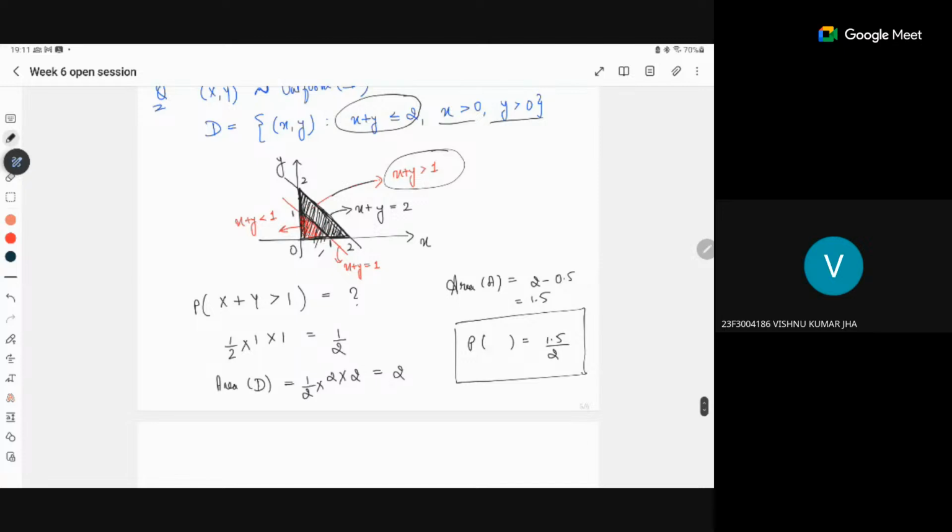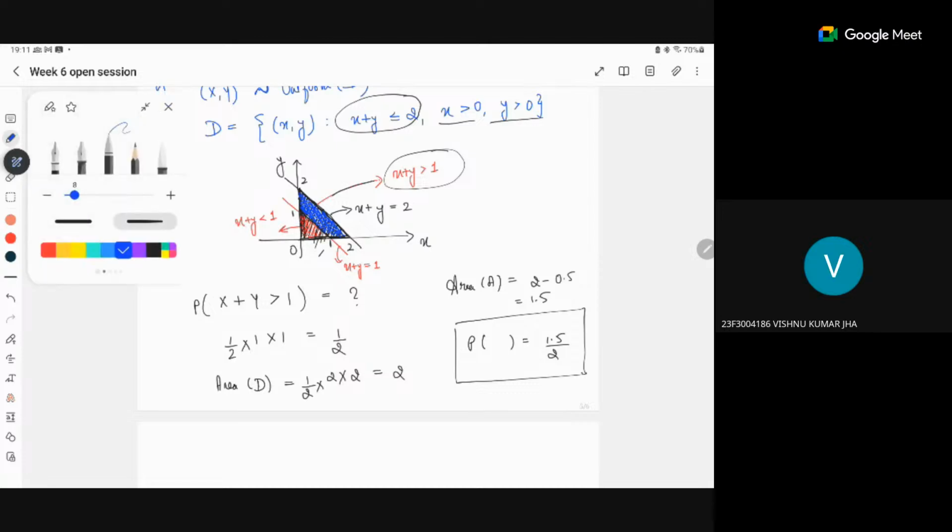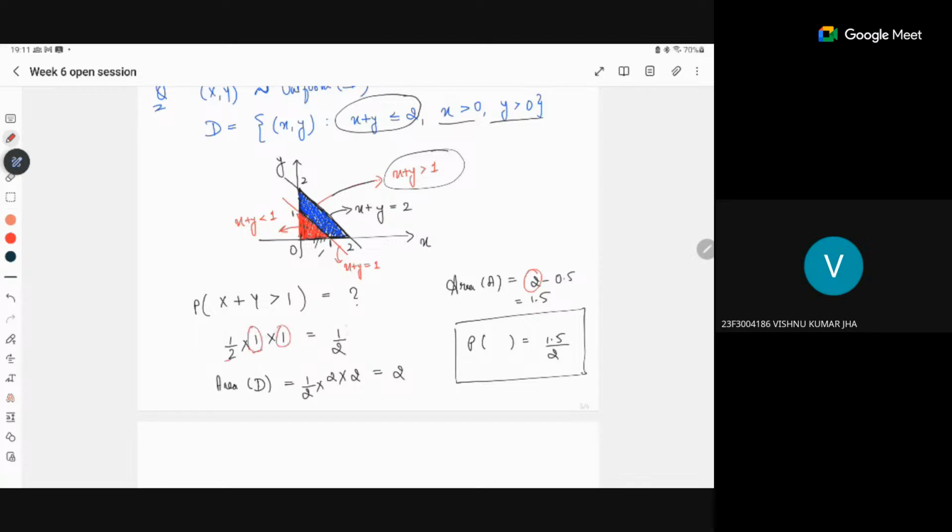And what was A for us? A is this region, right? Now, how will you find the area of this region? It's difficult. So what we did, we found the area of this smaller triangle, and we calculated the difference of the total area and this small area. The total area was 2, and the smaller triangle is half into base 1, height 1, which is 1 by 2. So the area of this blue shaded region is 2 minus 0.5, which is 1.5. Yes, ma'am, got it.